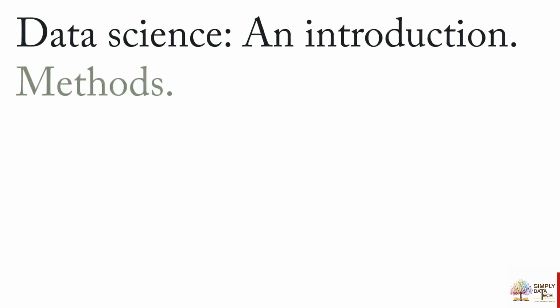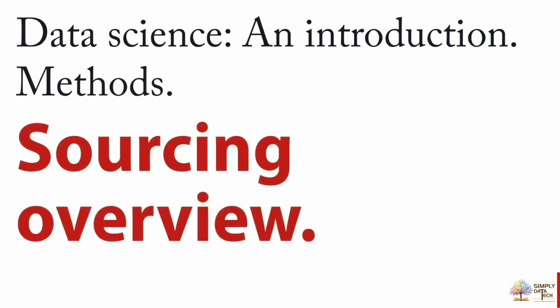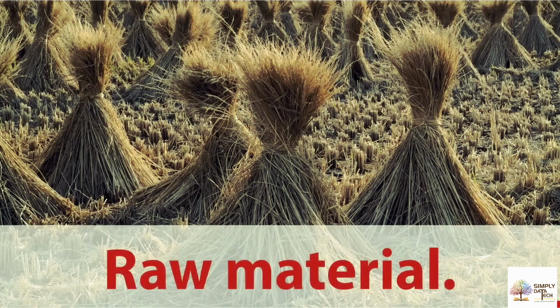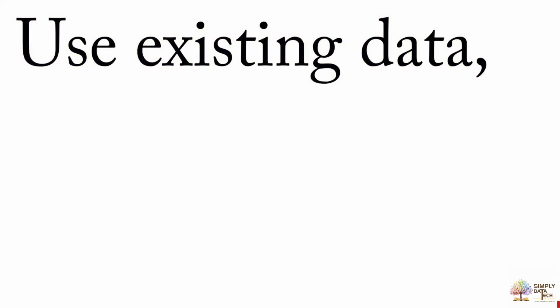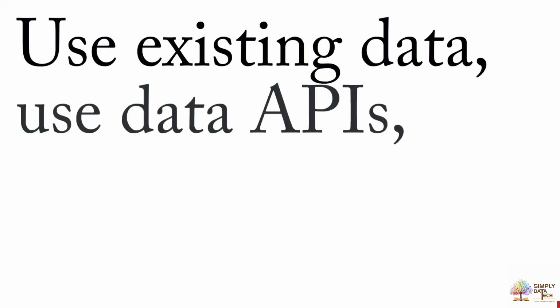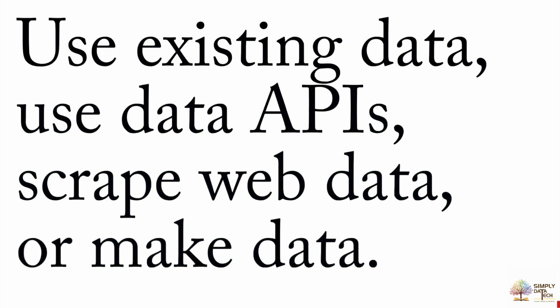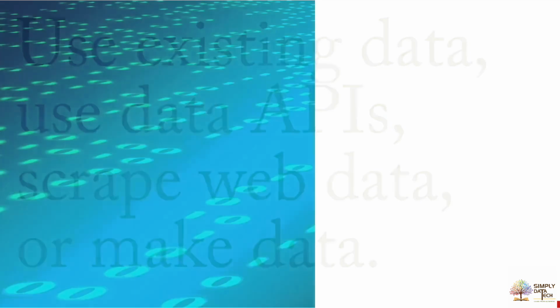The first step in discussing data science methods is to look at the methods of sourcing, or getting, data that's used in data science. You can think of this as getting the raw materials that go into your analyses. Now, you've got a few different choices when it comes to this in data science. You can use existing data. You can use something called data APIs. You can scrape web data, or you can make data. We'll talk about each of those very briefly in a non-technical manner.